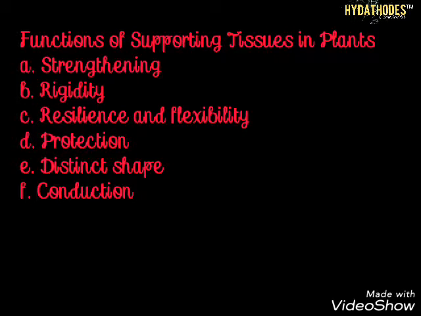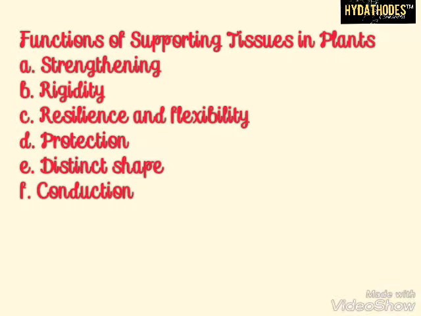Functions of supporting tissues in plant. The supporting tissues provide the following functions to plant. Number 1, strengthening. 2, rigidity. 3, resilience and flexibility. 4, protection. 5, distinct shape. 6, conduction.